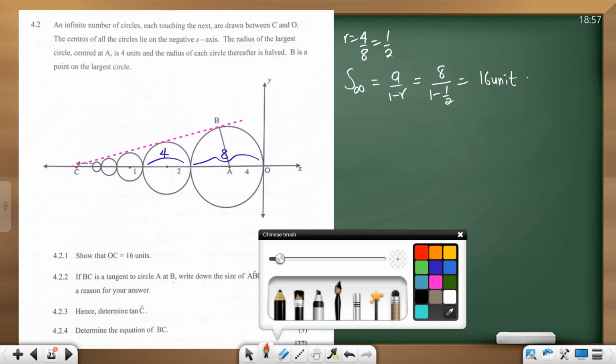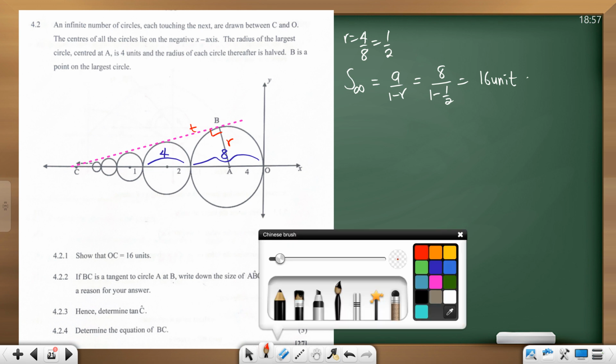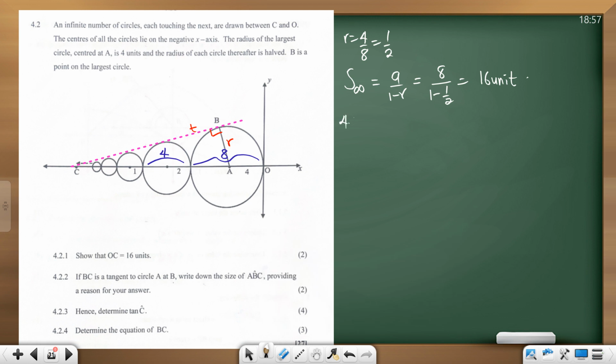Radius. Is that fine? And this is what? Tangent. What is that? 90 degrees. What's the reason? Talk to me. All right, so angle ABC equals what? 90 degrees. What's your reason? Tangent perpendicular to what? Radius. 4.2.3. Hence, determine tan C.